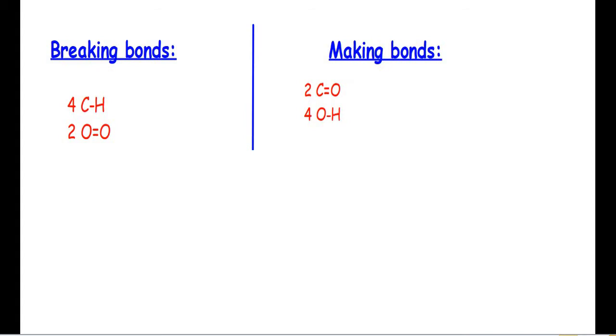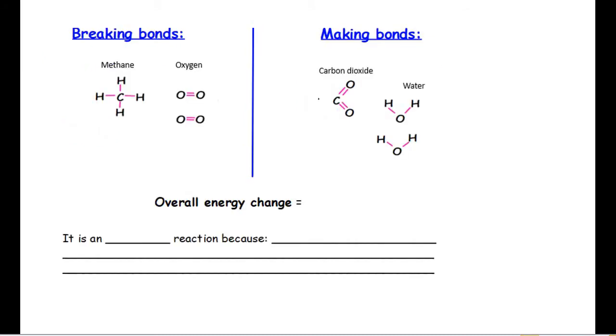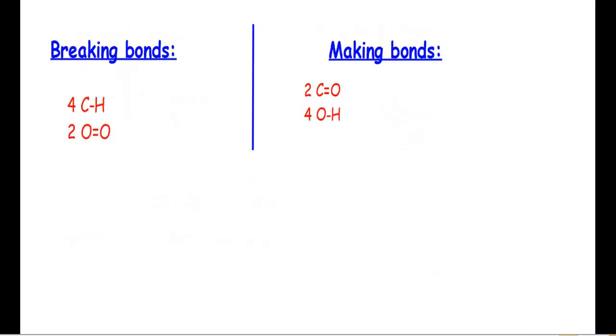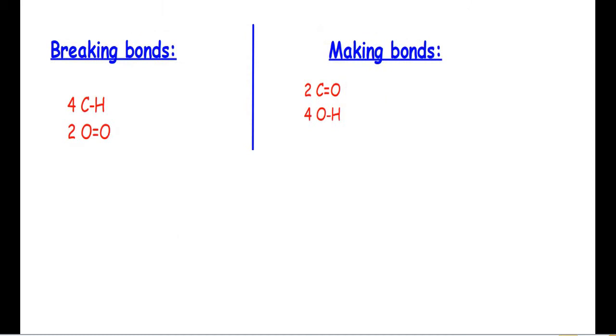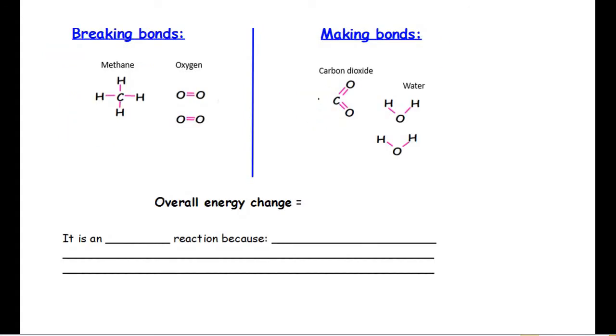So breaking bonds, if you look back at our molecule, we've got to break 4 CH bonds. We've also got to break 2 lots of O double bond O, because we've got 2 molecules of oxygen. And then the making, we are making 2 lots of C double bond O and 4 lots of OHs, because I've got 2 water molecules there. So I've got 4 lots of OHs. You should be able to see that.